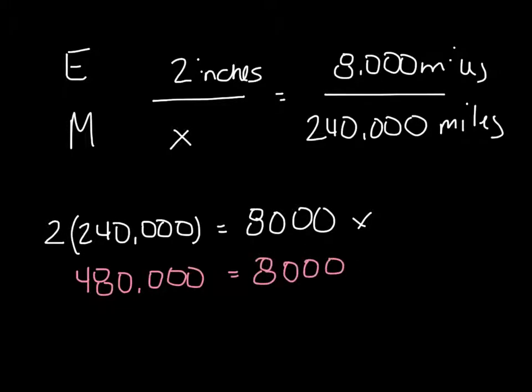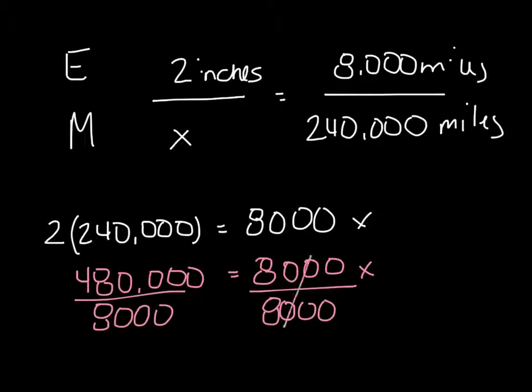How do I get rid of my 8,000 on this side of my equation? Divide it out on both sides. Once you've done that, that cancels. 480,000 divided by 8,000 is what? And that's what you would figure out. Okay?